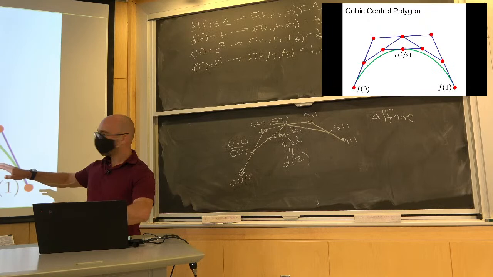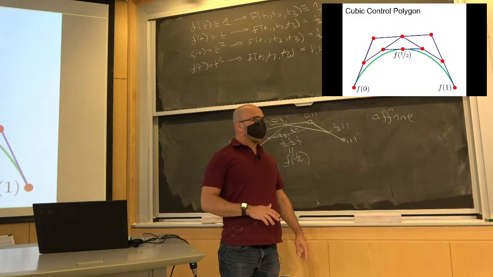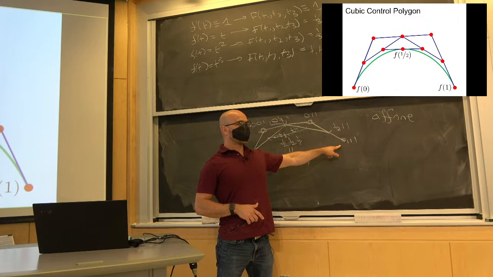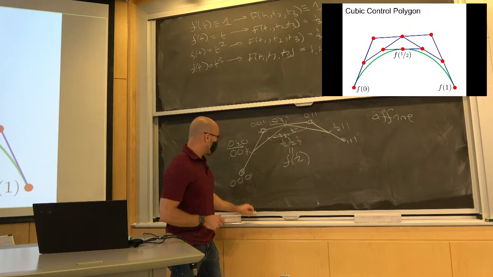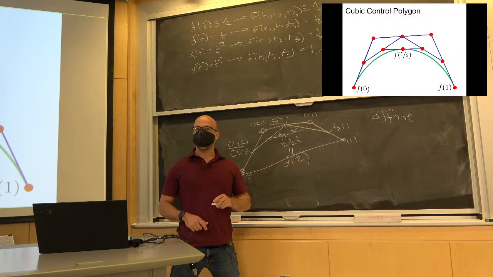Yes? So if we draw a line segment from 0, 0, 0 to 1, 1, 1, the midpoint would be 1 half, 1 half, 1 half, right? No, that is a great question. So the question was, if I draw this line segment, why can't I just say that's f of 1 half? So that doesn't actually satisfy the affine property.